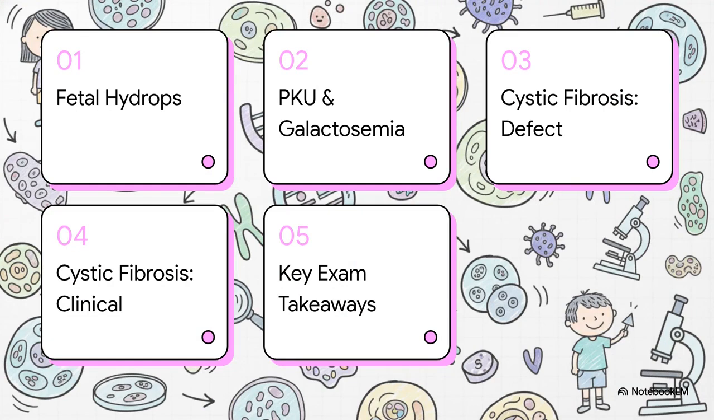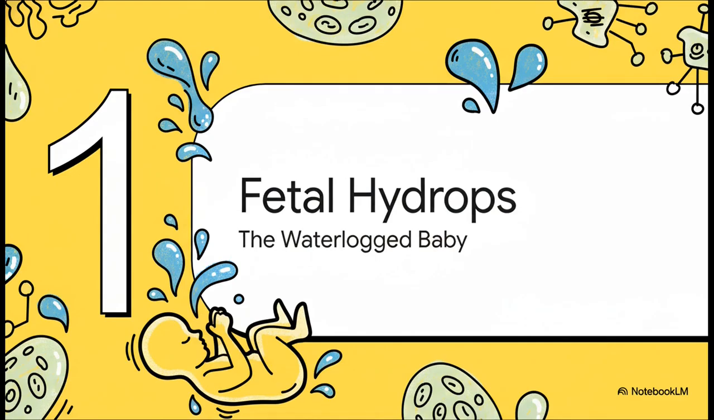Okay, so here's the plan for today. We'll start with fetal hydrops, you know, the waterlogged baby. Then we'll get into some key metabolic problems like PKU. After that, a very important topic, cystic fibrosis. We'll look at the gene and then the clinical picture. And finally, we'll wrap it all up with the most important exam takeaways. Simple.